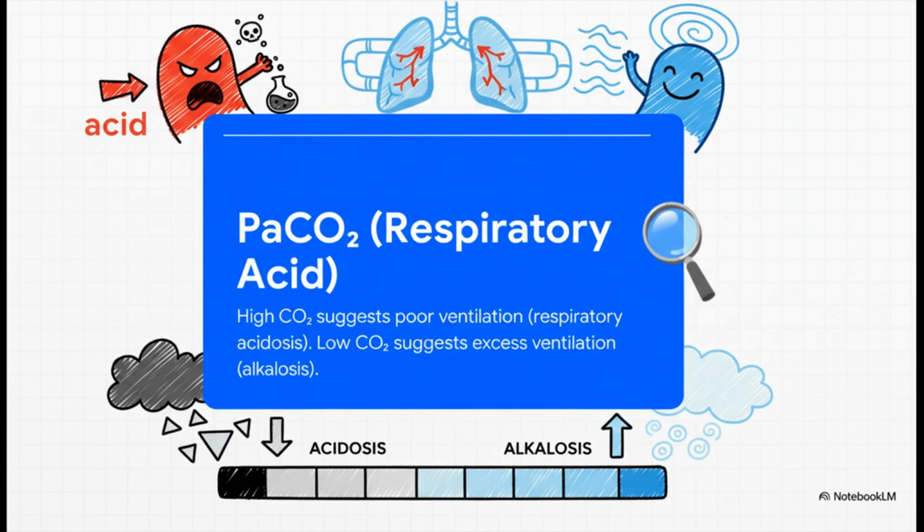Okay, let's start the interrogation with our first suspect's calling card, PaCO₂. Since CO2 creates carbonic acid in the blood, just think of it as the respiratory acid. So what happens if the lungs aren't breathing well? Well, CO2 builds up and boom, you get respiratory acidosis. And if they're breathing way too fast, they blow off too much CO2, causing respiratory alkalosis.